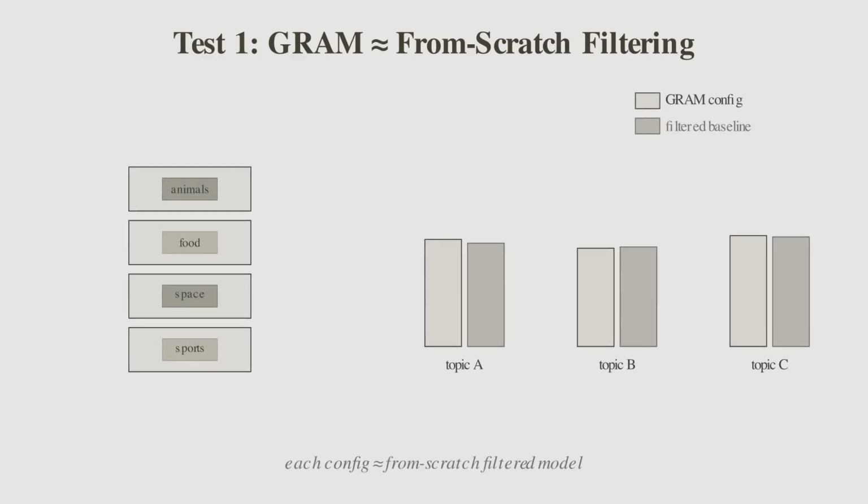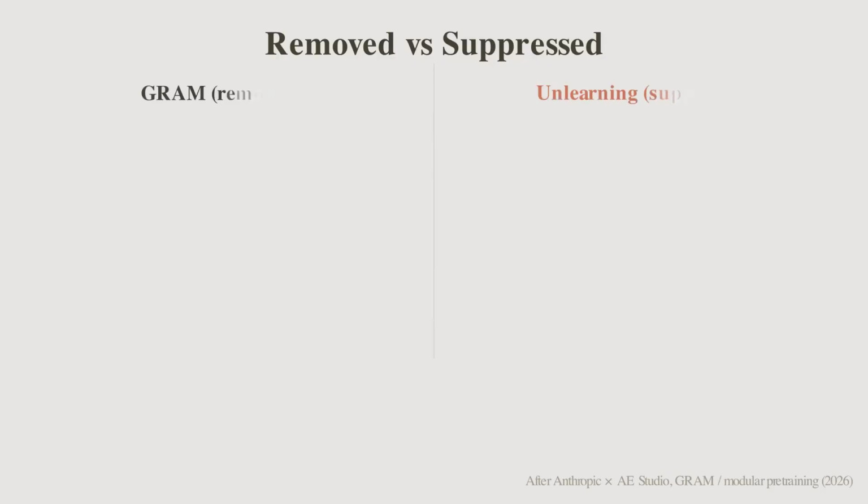Three tests of rising realism. Test 1, synthetic children's stories, topic tagged. GRAM can forget any topic on demand. Each configuration performs approximately as well as a model trained from scratch on filtered data, without the cost of retraining from scratch. Test 2, real web code and science data, four actual domains.